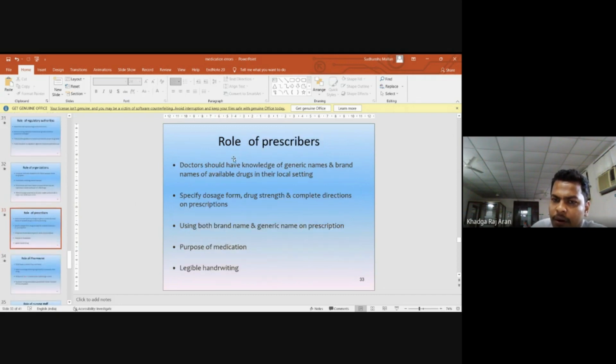Next is the role of the prescriber. Doctors should have some knowledge about the generic names and brand names of available drugs in their local settings. They can also specify the dose forms, drug strength, and complete directions on the prescriptions. They can also use both the brand as well as the generic name on the prescriptions. They should also mention the purpose of the medications, and their handwriting should be good so that the pharmacist can understand the prescription.